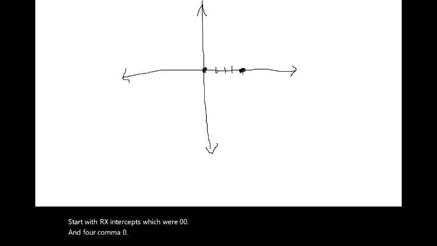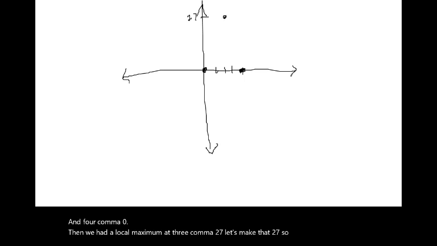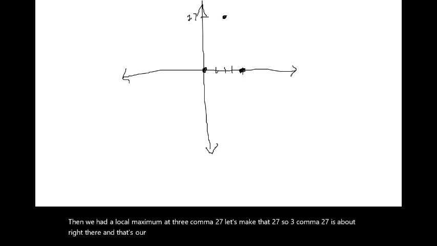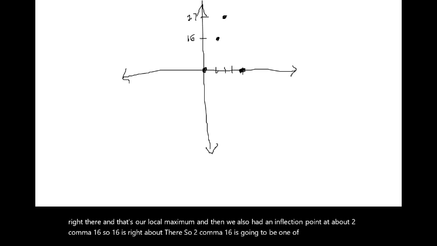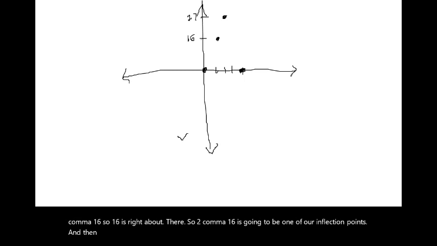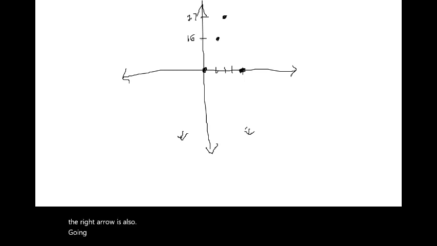Then we had a local maximum at 3, 27. Let's make that 27. So 3, 27 is about right there, and that's our local maximum. And then we also had an inflection point at about 2, 16. So 16 is right about there. So 2, 16 is going to be one of our inflection points. And then both arrows are going to point down. So the left arrow is going to point down, and the right arrow is also going to point down.